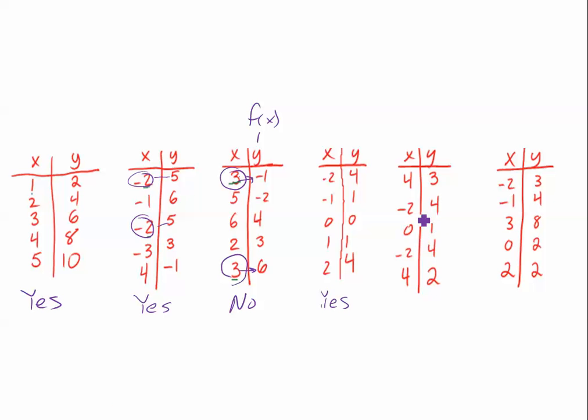How about this one? Okay, well, I've got -2 that repeats here. That gives me the same value both times, so that one's okay. But this one, the 4, gives me a 3 here and gives me a 2 there. That means this is not a function because for the same x value, I get different outputs, different y values. All right, last one, -2, -1, 3, 0, 2. Okay, no pattern, but that's okay. All of these inputs are individual values. None of them repeat with a different output. And so, yes, this is a function.